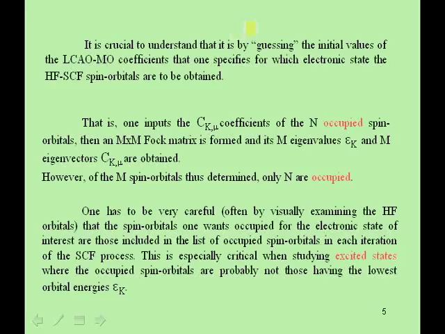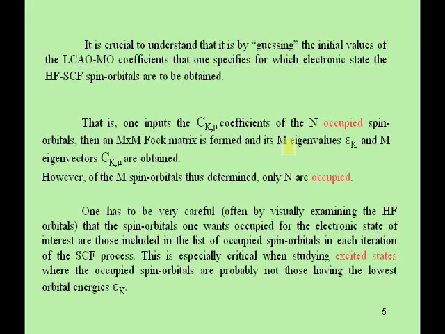And just one more time, I want to say it's important to understand that by guessing the initial values of these MO coefficients, that's where you've specified which electronic state you want to converge to. You're trying at least to converge to. And again, I'm saying that these MO coefficients that you plug in, these C_k mu's, they are the MO coefficients only of the occupied orbitals. But of course, out of the big eigenvalue problem occur many orbital energies and MO coefficients, not just for the occupied, but also the unoccupied or empty or virtual orbitals.